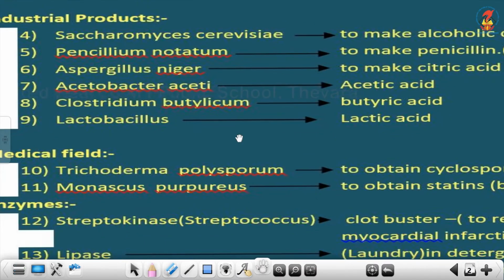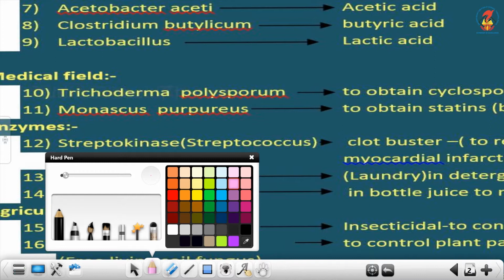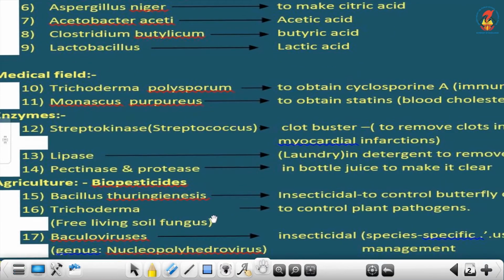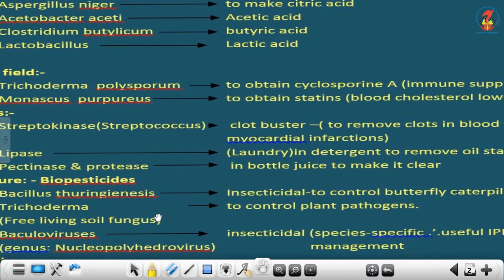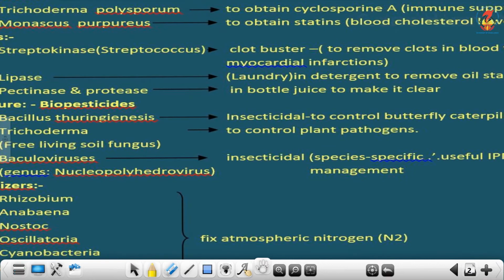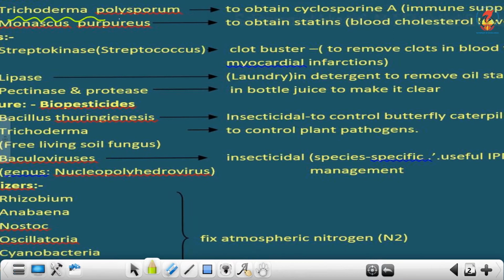Next, applications of microbes in the field of medicine. Here, we have Trichoderma polysporum used to obtain cyclosporin A. The cyclosporin A is an immunosuppressant. Once again, Trichoderma polysporum. I am highlighting it with green color. Trichoderma polysporum is used to obtain cyclosporin A, which is used as an immunosuppressant.